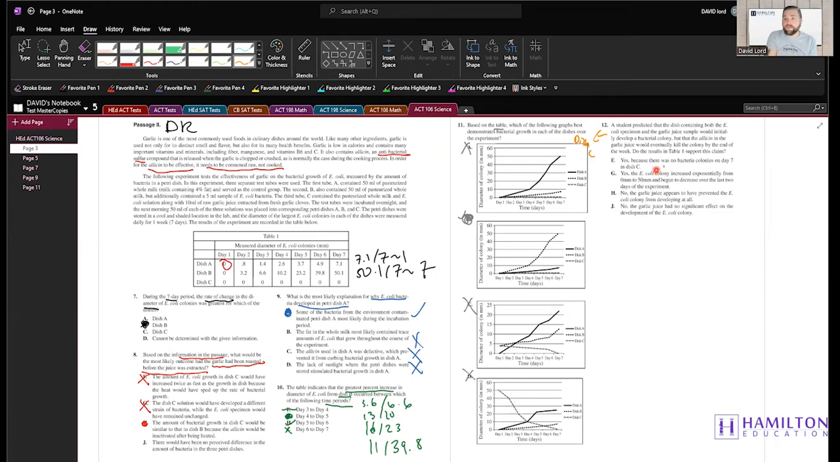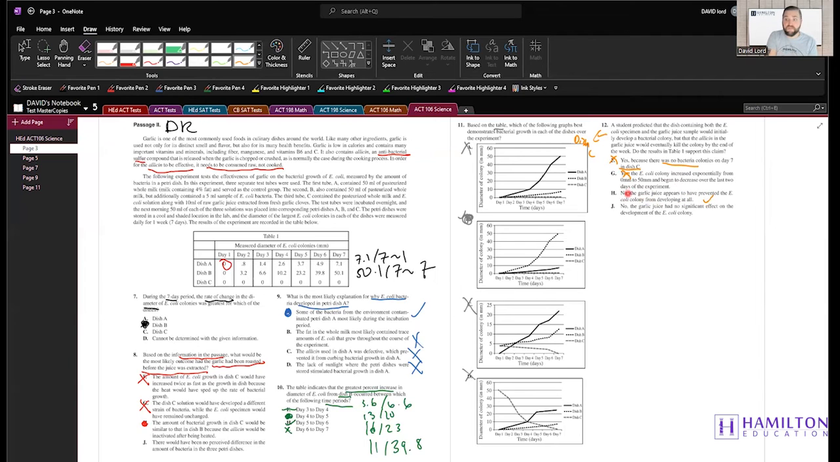So these are called half-truths, where the last half is a true statement, but the first part is not true. There was no growth of bacteria to begin with, so it was never there to be killed. It never grew to begin with. So that means we can cross off G as well because it has the yes in there. And again, you can see it did not grow exponentially. So H, no, the garlic juice appears to prevent E. coli from growing at all.